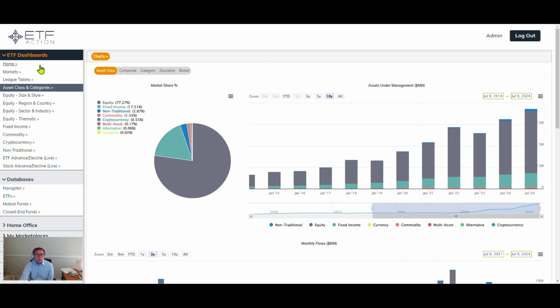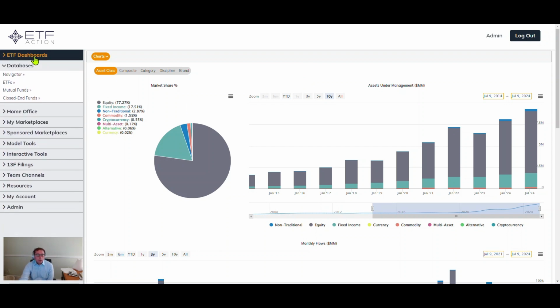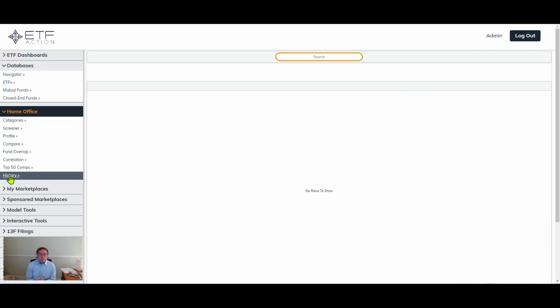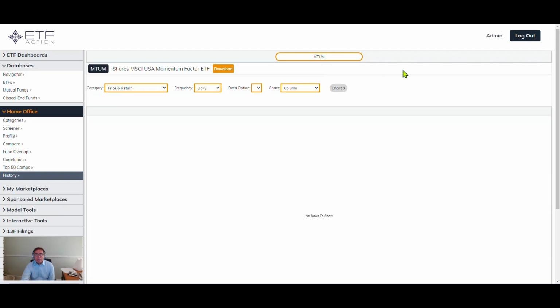So to get to the history tool, what you want to do is go down to our home office section, go to the history side panel tool, and it's going to open up a blank page with a search bar at the top. In the search bar, you can type in any ETF or mutual fund, and it will pull in that data. For today's example, I'm going to use the iShares MSCI USA Momentum Factor ETF.